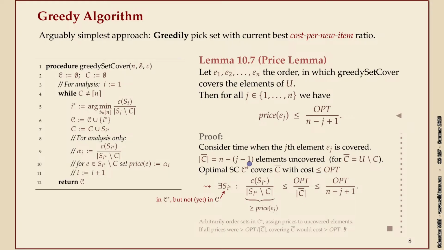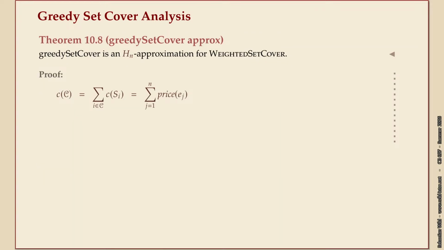And then I'm just inserting. So it's a relatively crude argument. We're just saying at any point in time, I could have continued with the full optimal solution, and that gives me a bound of how much I have to pay per element. If you put this together, you get an approximation ratio for the set cover problem.